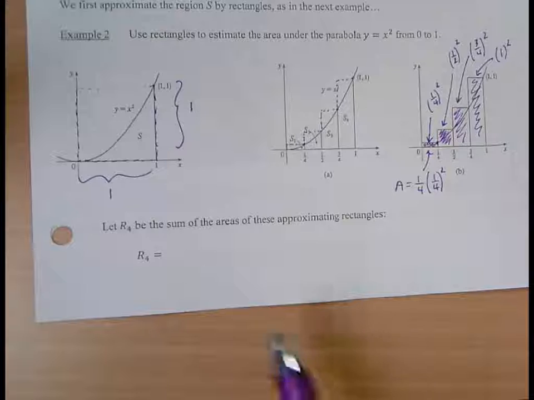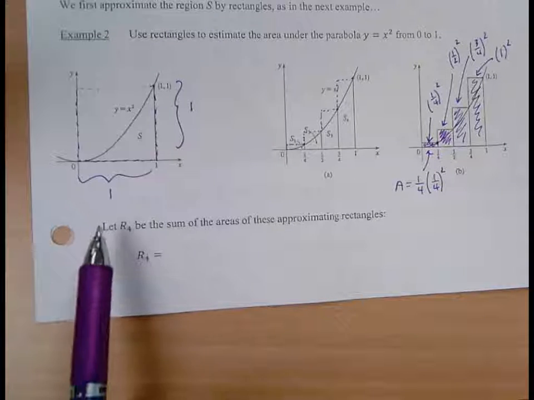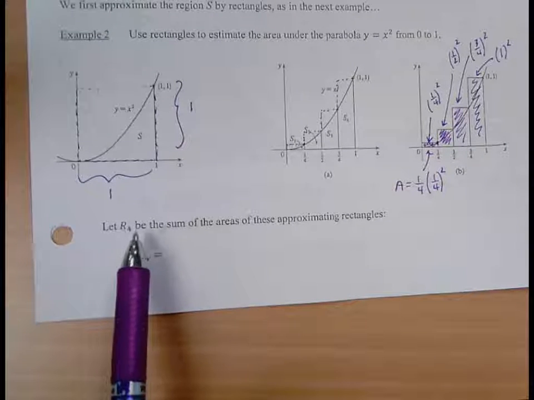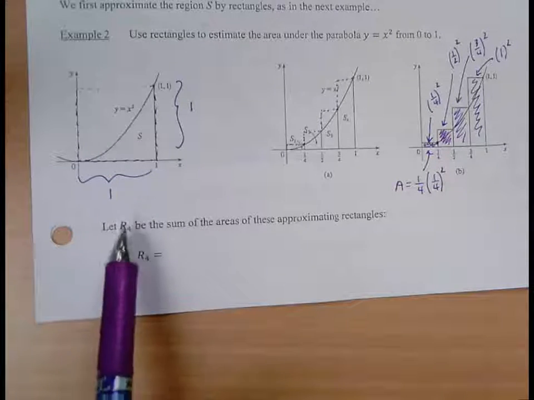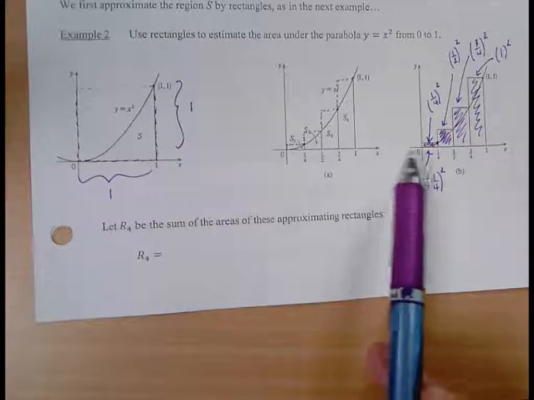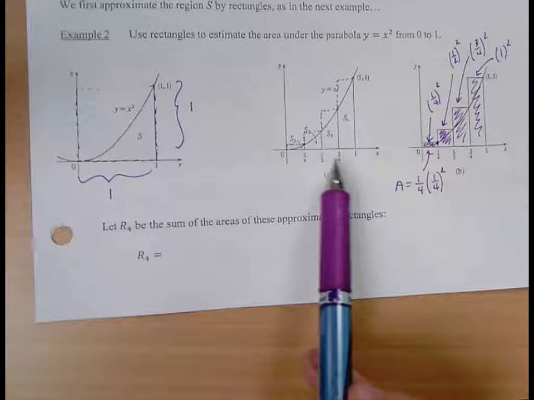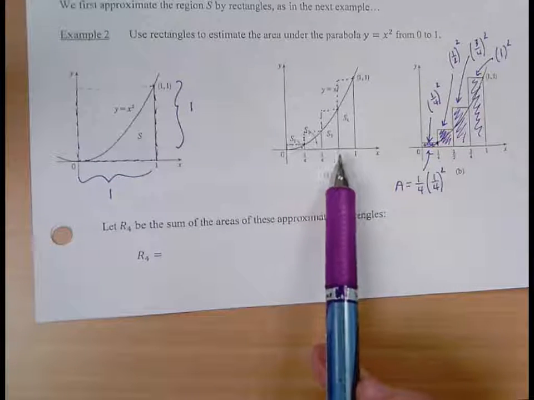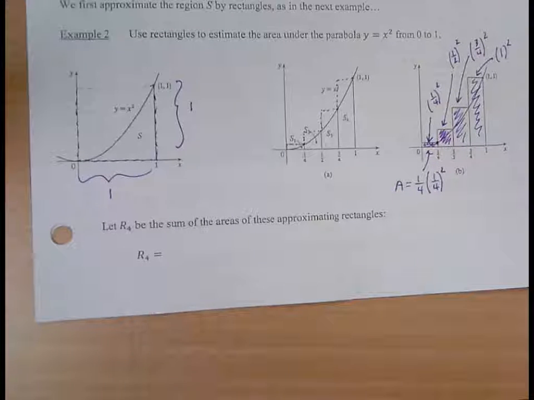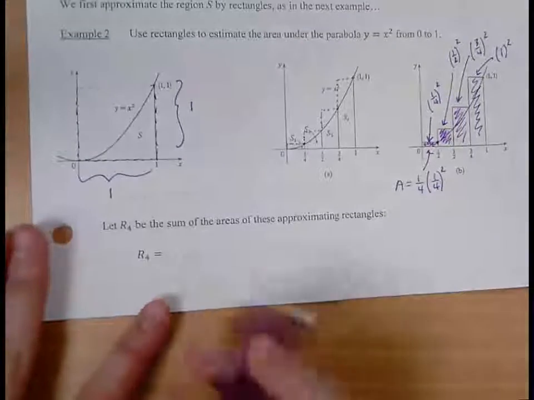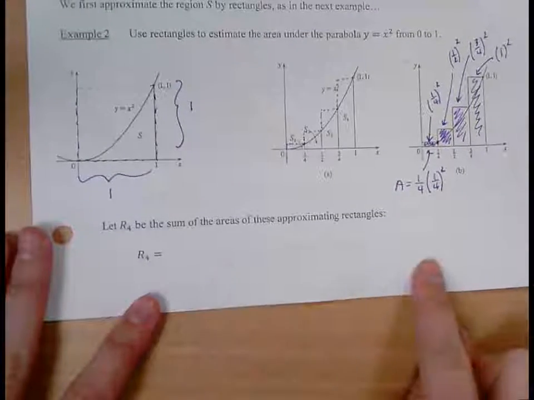All right, so if I were to write this out, we're letting R sub 4 be the sum of the areas of these approximating rectangles. The R is because for each of the 4 intervals, we used the right end point to create the height of the rectangle. And the 4 is the number of rectangles we have, or the number of strips we divided it into. So I'm not going to write out the actual values. I'm writing out how to get the values.